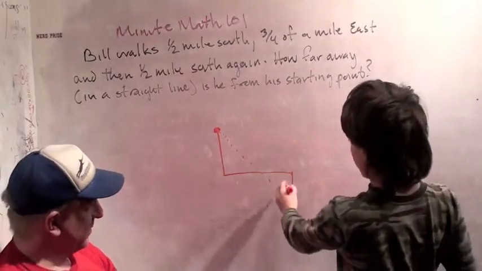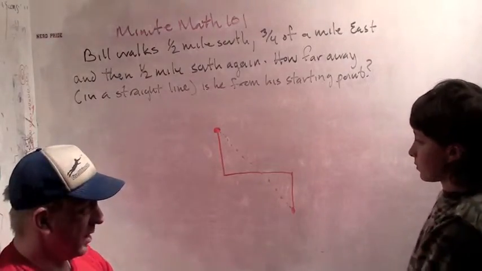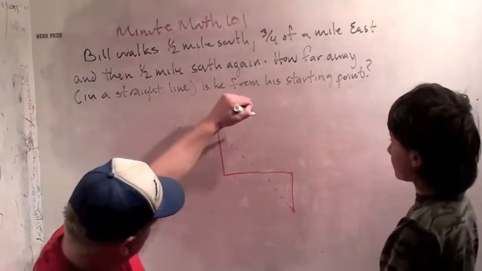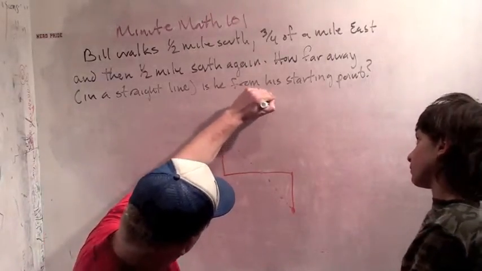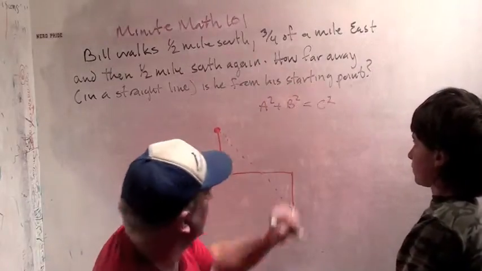Now, we've got two triangles. Do you know the Pythagorean theorem? A squared plus b squared is c squared. So the Pythagorean theorem tells us in a right triangle that a squared plus b squared equals c squared.